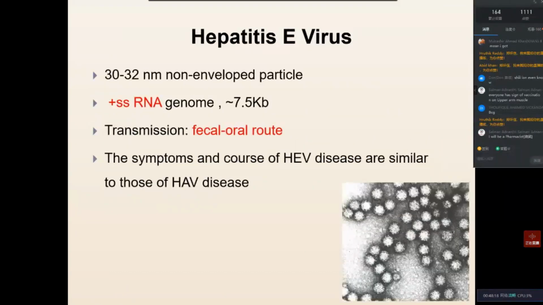Okay, the last one is HEV, hepatitis E virus. And again, this is also a positive stranded RNA virus. The genome size is pretty big, it's also 7.5 kb. The viral particle is a non-enveloped particle. Diameter is about 30 to 32 nanometer. So this is the HEV. Transmission is also fecal-oral route. Remember previously we learned another virus which is also fecal-oral route. So A to E, that's HAV, which is also fecal-oral route. The symptoms and course of HEV disease are pretty similar to those of HAV disease. So it's similar.